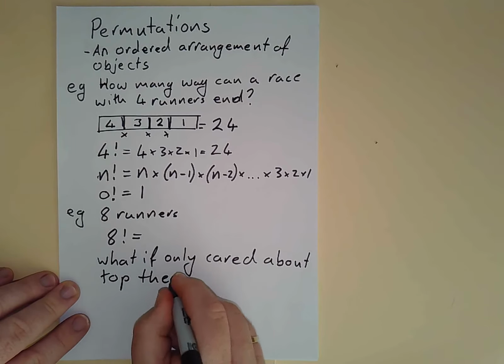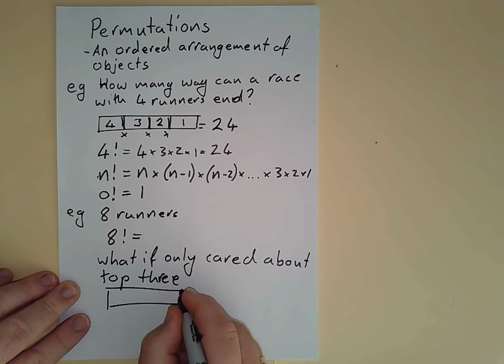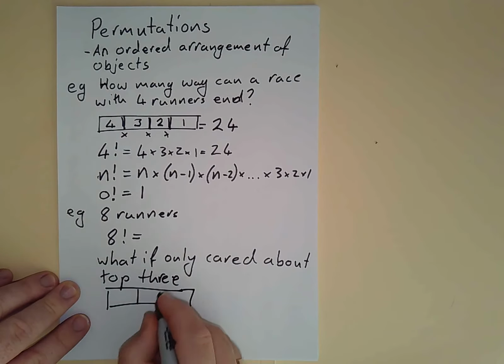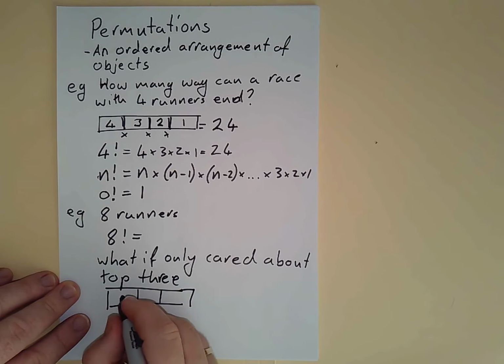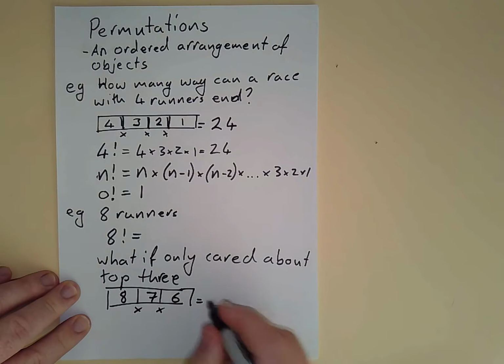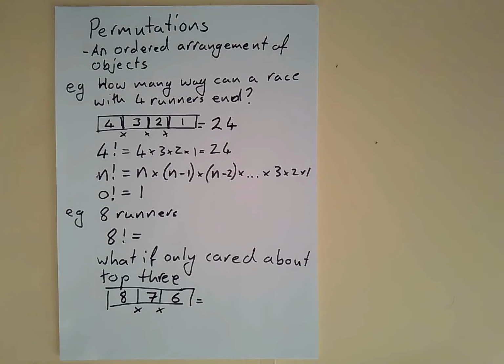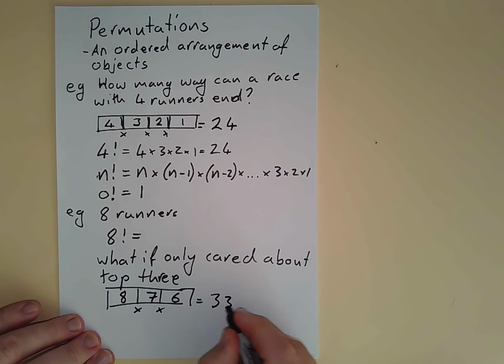So here, I'm going to do my little box again. I care about the top 3. Well, for first place, there's 8 different runners. Second place is going to be 7 and 6. So what we see here is that we have a part of a factorial. We get 336.